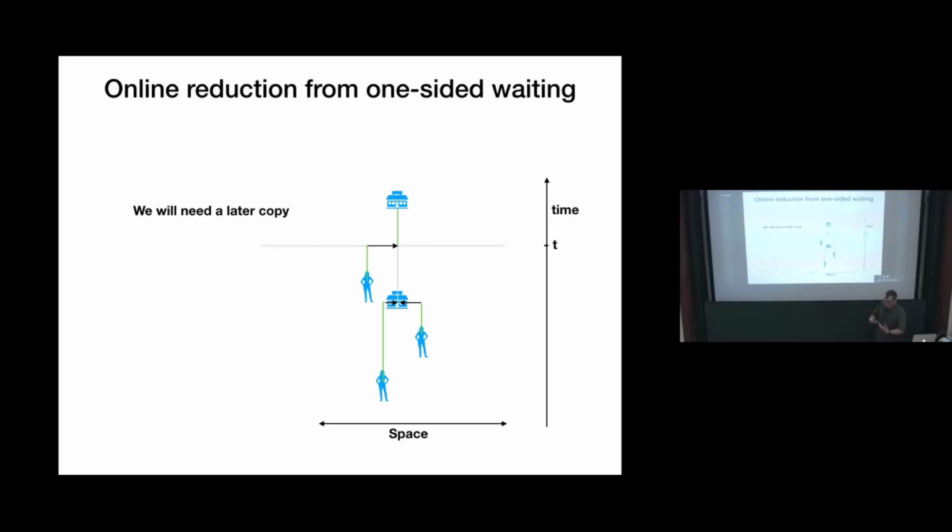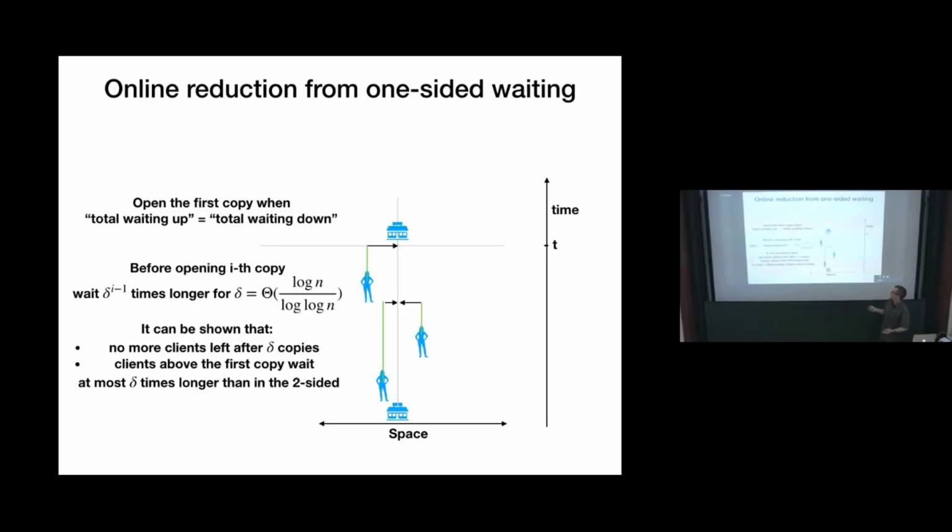And this is an online reduction, so you can imagine that in the background you run your algorithm with two-sided weighting, but whenever my algorithm for two-sided weighting says connect to an already open facility, I say, well, maybe I don't connect yet, but I will later have another copy and then I will connect. So here's a sketch of the argument of how you do it.